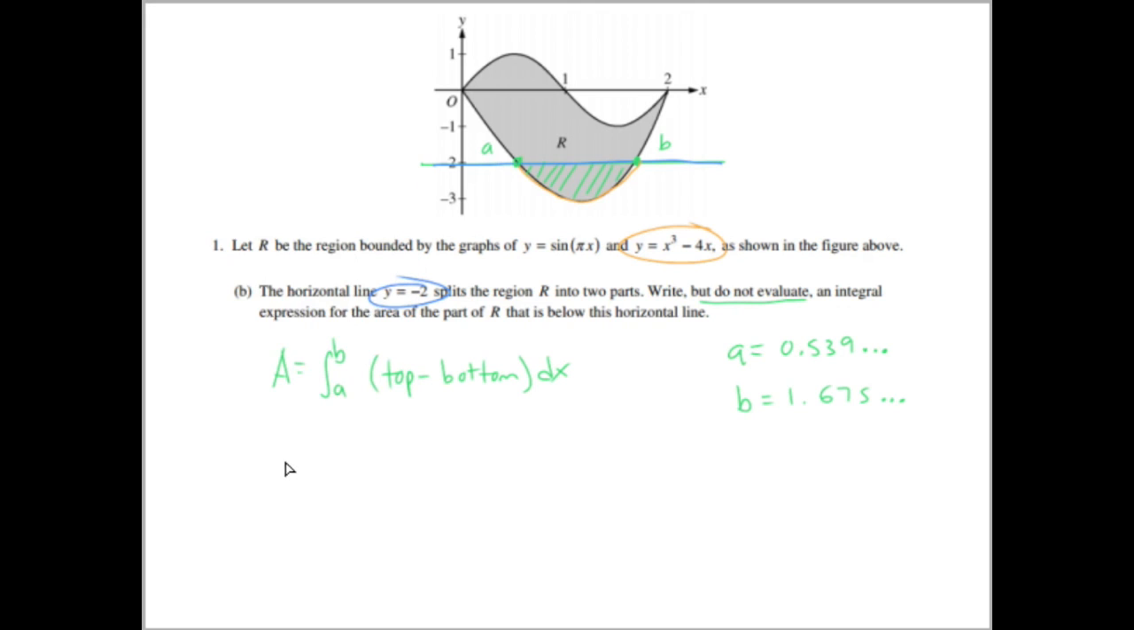So now we can just plug everything in. A equals integral from a to b. It's important that we have this written on the side, so we can just leave it in terms of variables over here. The top, which is -2, minus the bottom, which is x cubed minus 4x dx. And there's your integral expression.